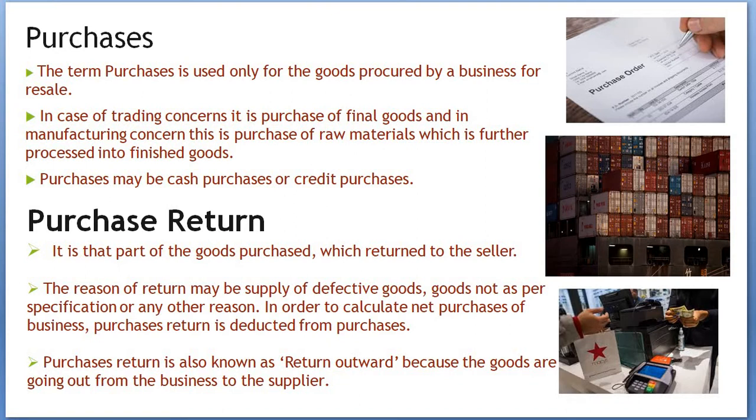Purchases means the goods purchased by the business for resale purpose. In case of a trading concern, it is purchase of final goods, meaning finished goods. And in case of a manufacturing concern, this is the purchase of raw material, which is further processed into finished goods. Purchases may be cash purchases or credit purchases. You can purchase goods on cash basis by making immediate payment by cash or by cheque.